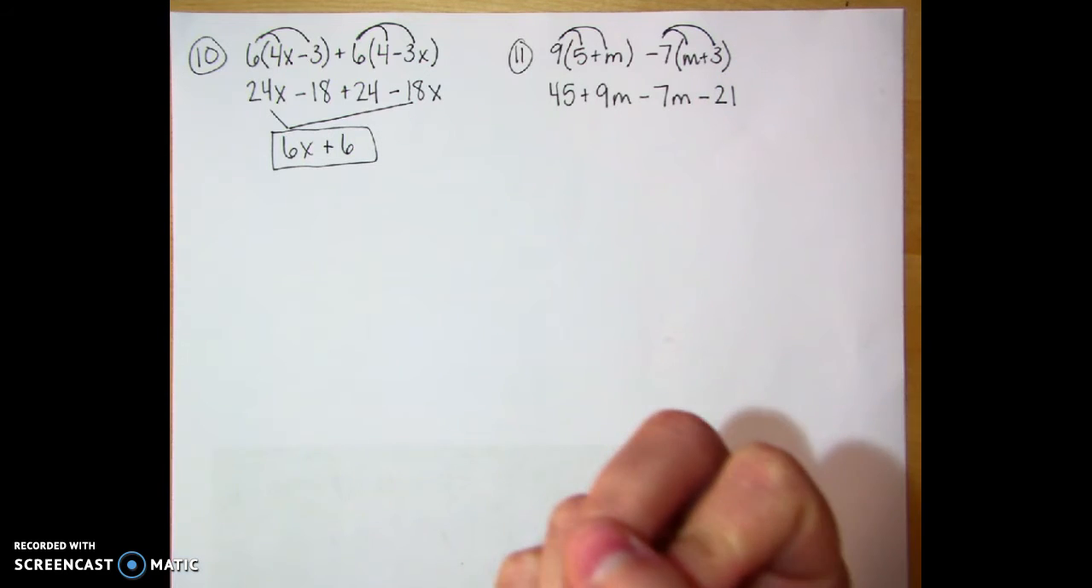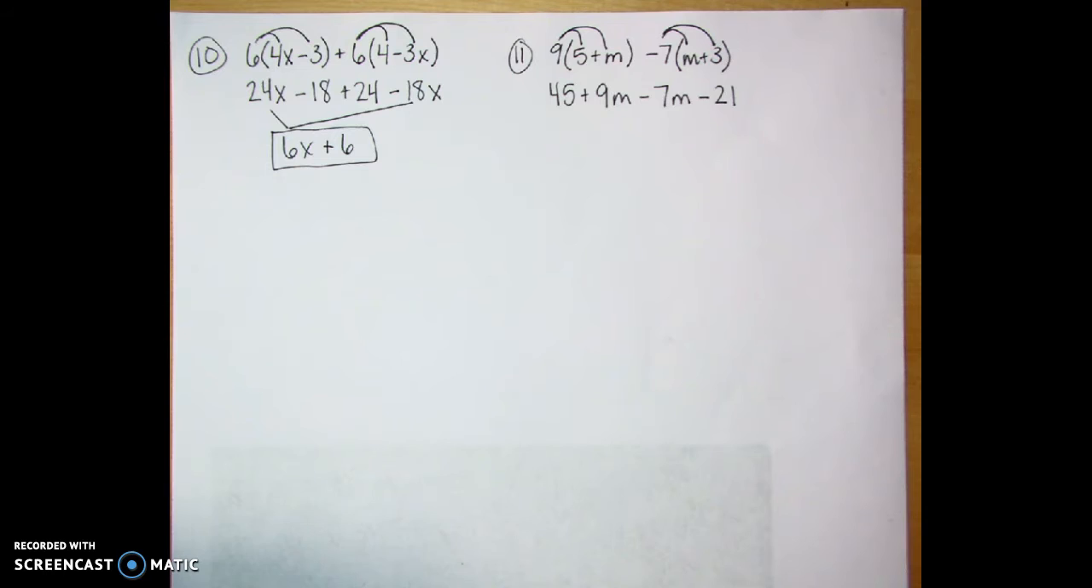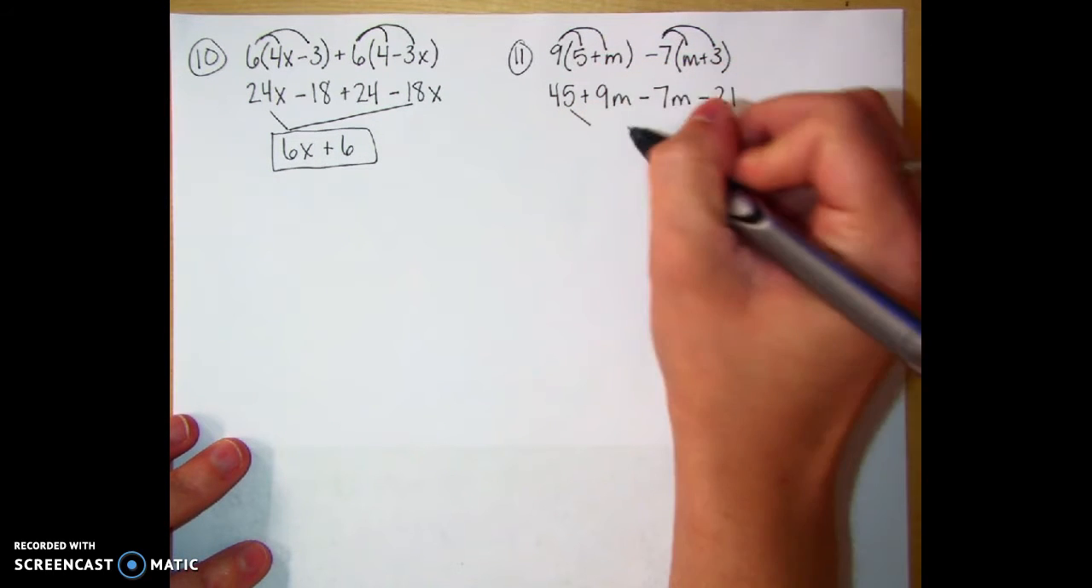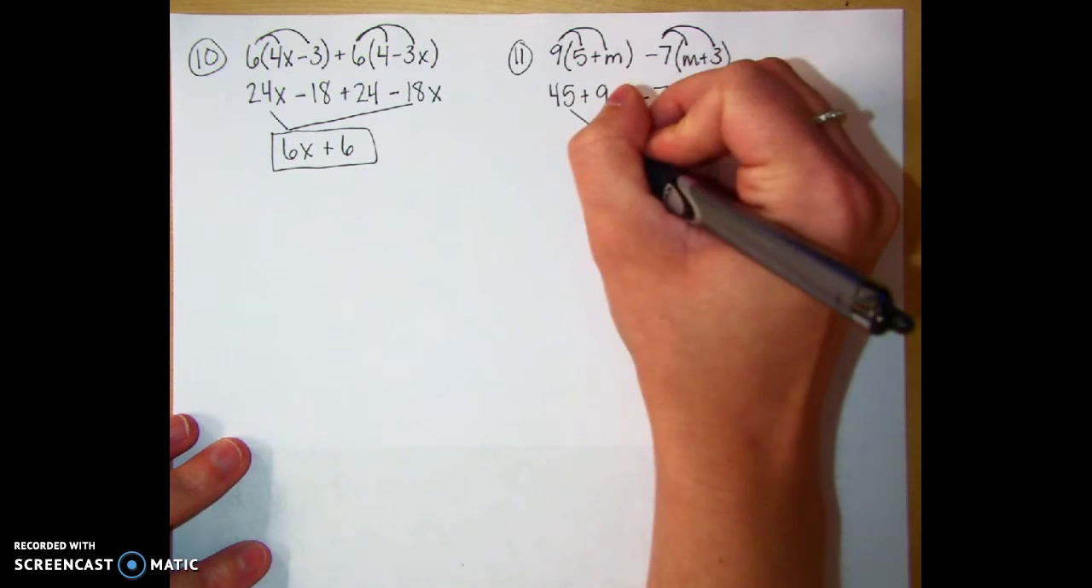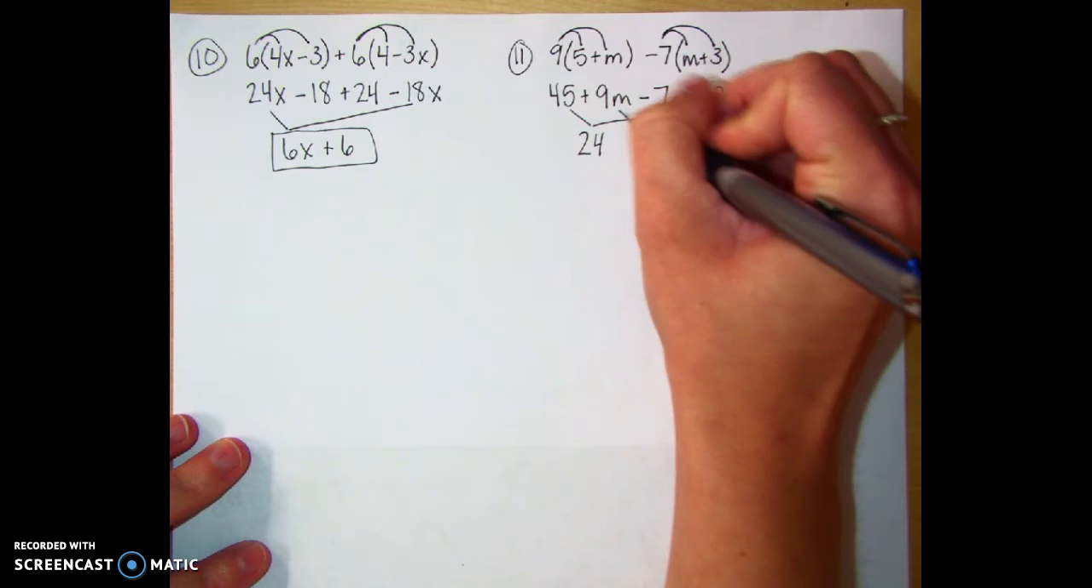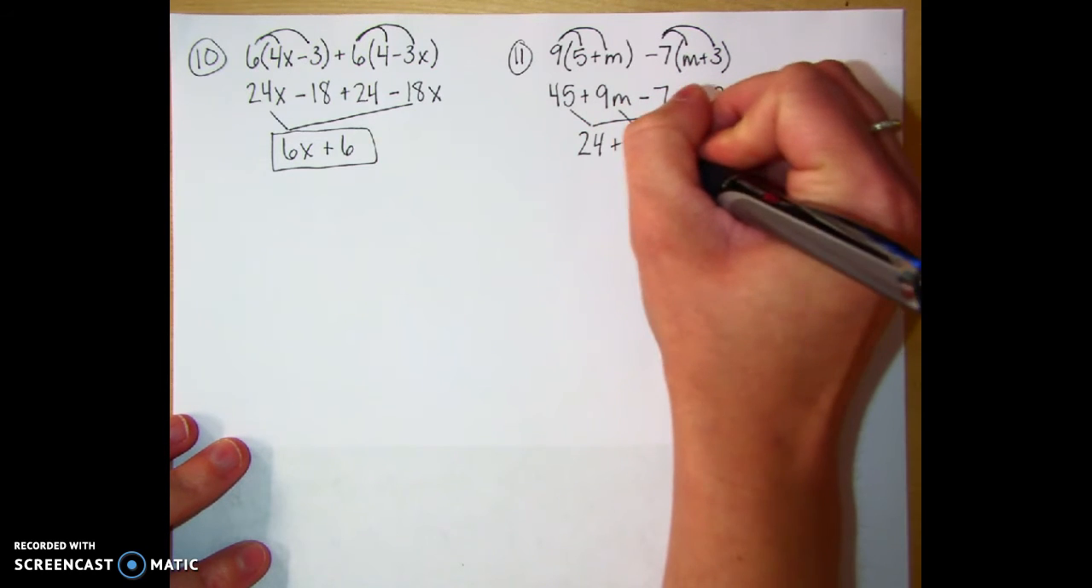Combine like terms, I have 45 minus 21 to get 24. And then 9m minus 7m is a positive 2m.